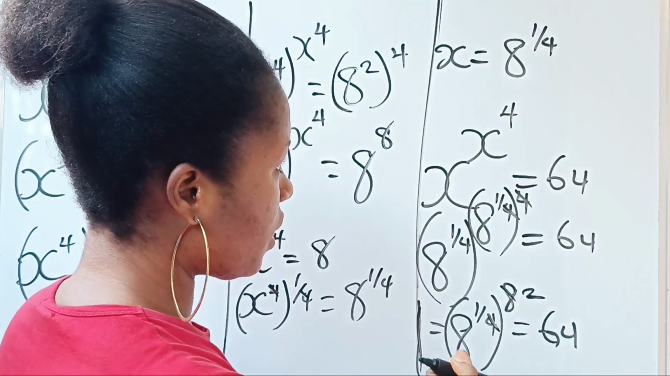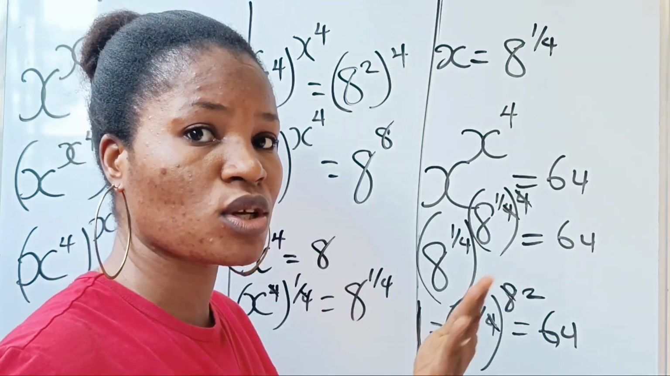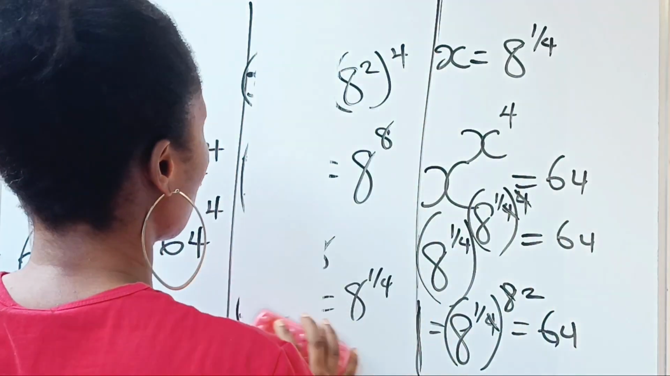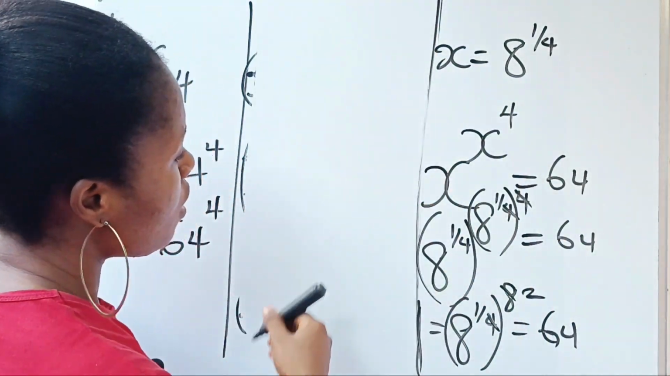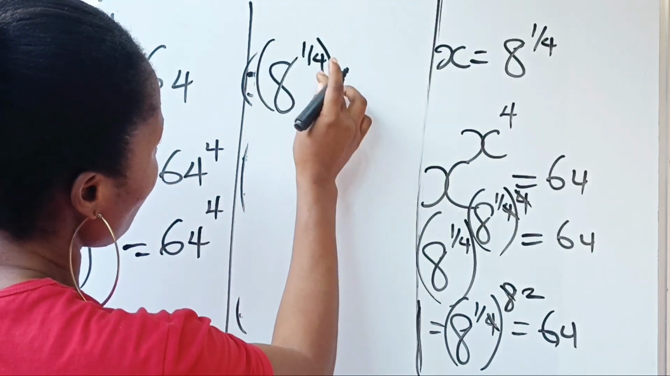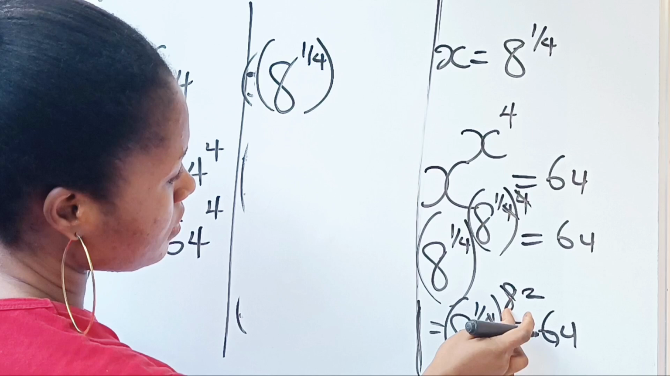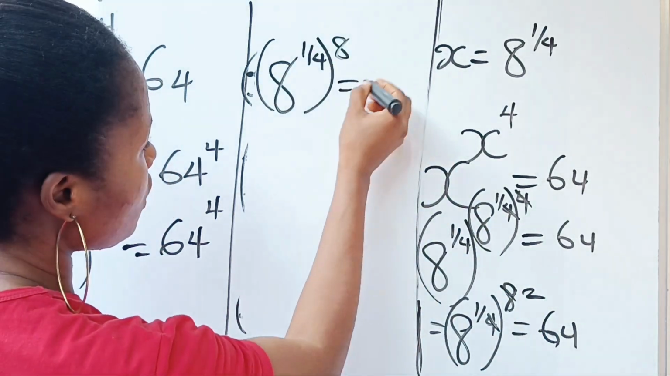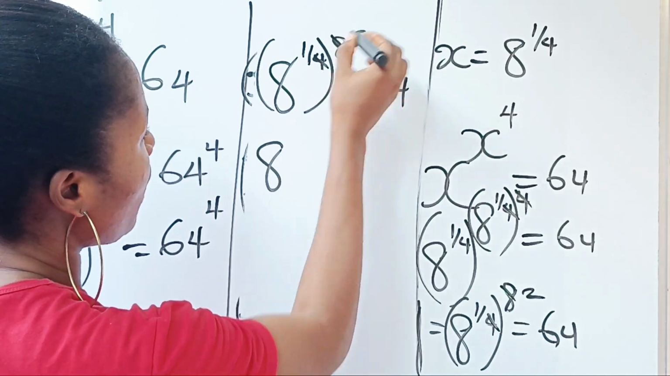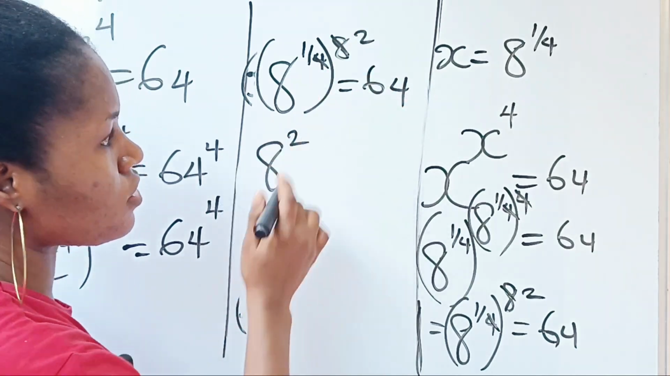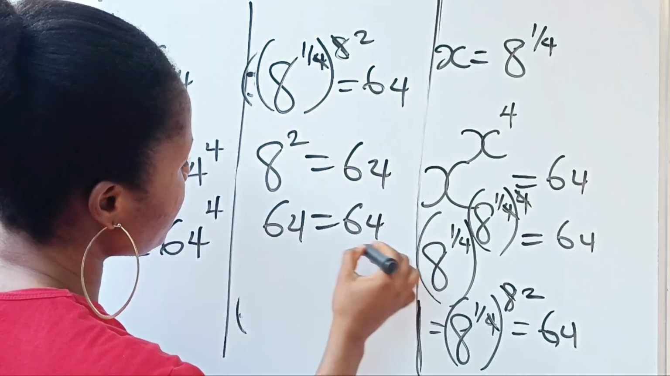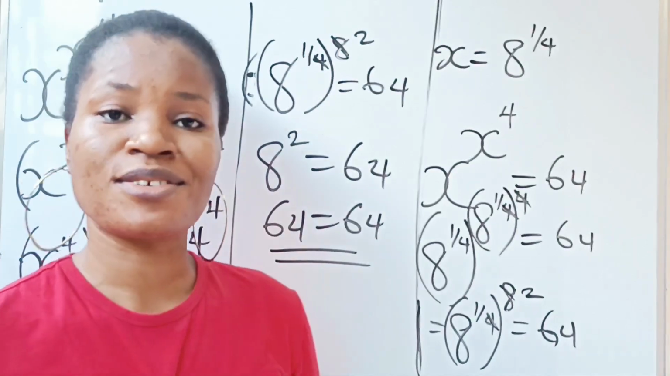So what we have on the left hand side, sorry, I don't have enough words to actually explain well. So what we now have is 8 to the power of 2, or let me just use here, sorry about that. So this is what we have now, 8 to the power of 1 over 4 raised to the power of 8, raised to the power of 8 is equal to 64. So we have 8 to the power of, this we divide this, we have 2. So what we actually have here is 8 to the power of 2 is equal to 64. Now 64 is equal to 64. That simply shows that what we did is right.